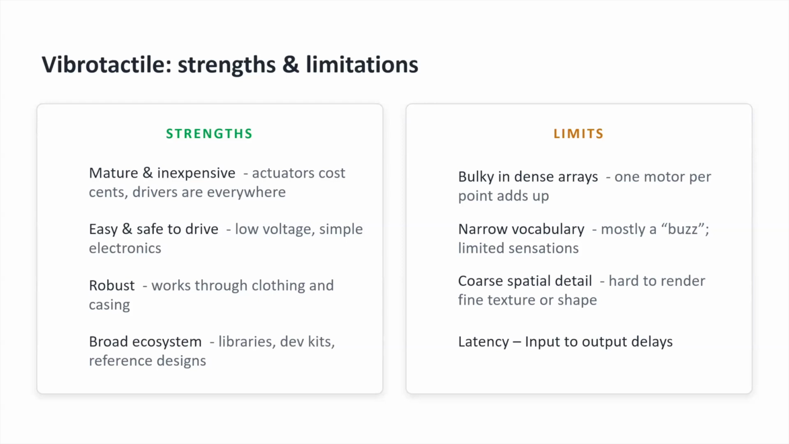Also, as I said before, there is coarse spatial detail, so it's harder to render fine texture details. For example, practically, if something is vibrating on your body, it's very hard to have another vibration unit close to it because the vibration spreads around. It is not something very localized. It is spread around a mechanical, physical object.